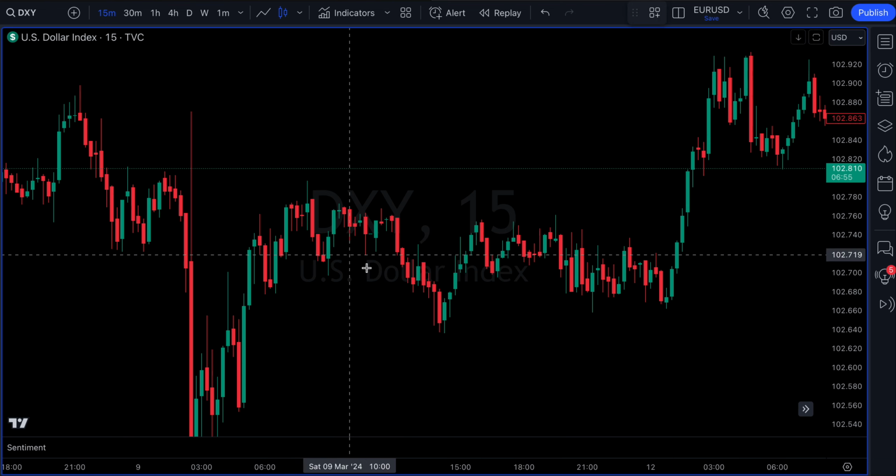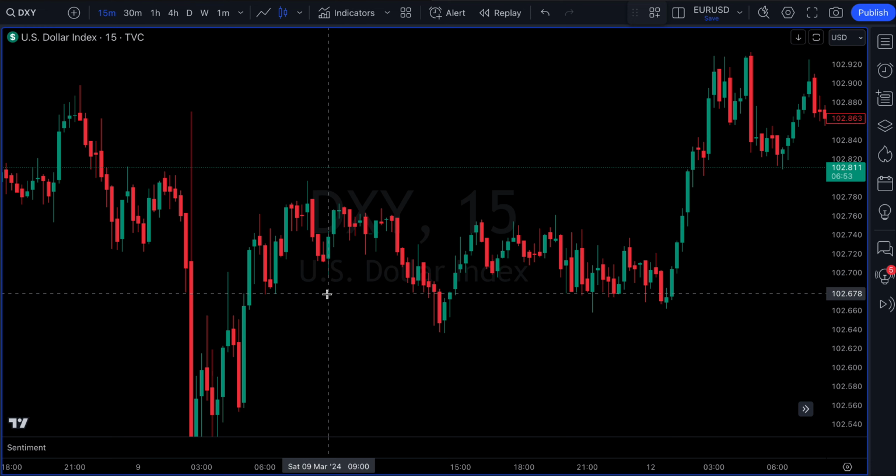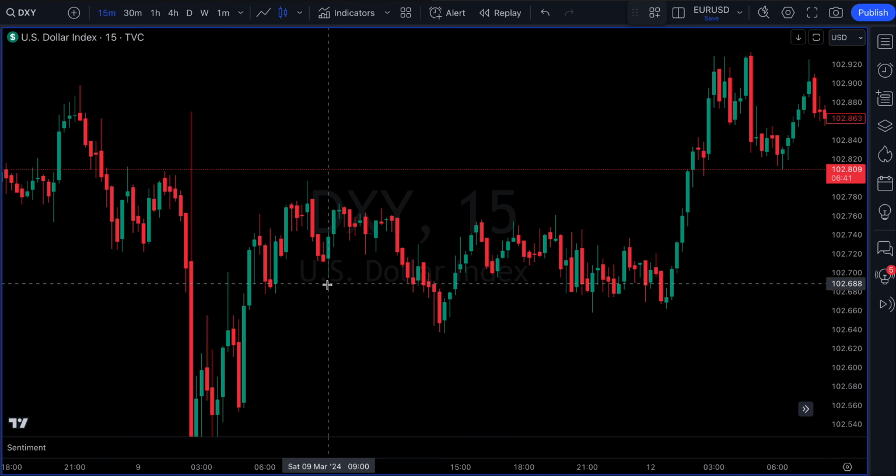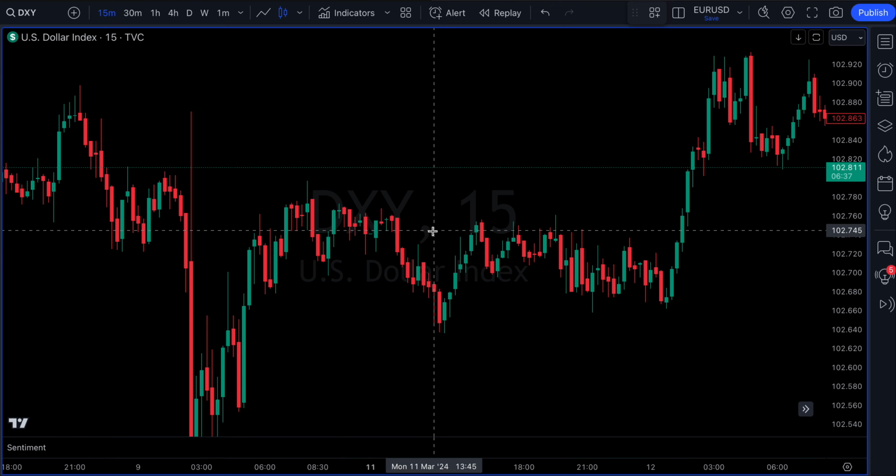So when you're checking the US dollar index for its bias, there's something really key to know, and that's that price on the 15-minute chart is always extremely keen to go to the place where the tops of the candles are the cleanest. So I'll explain what I mean by that.